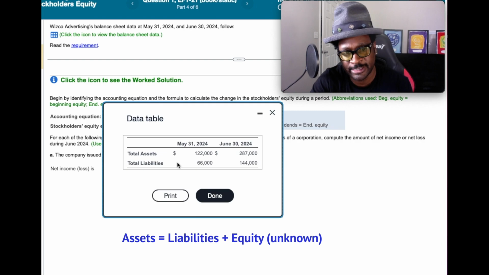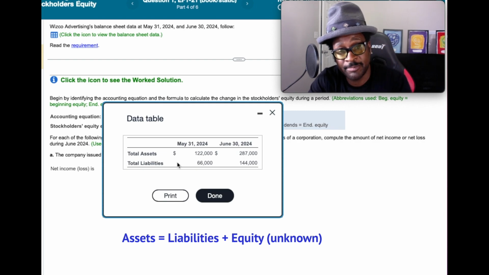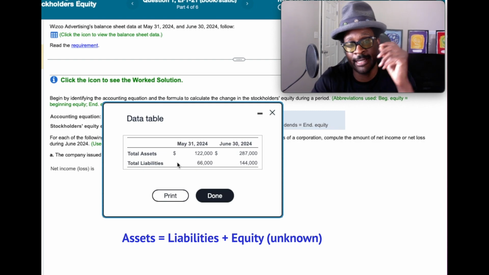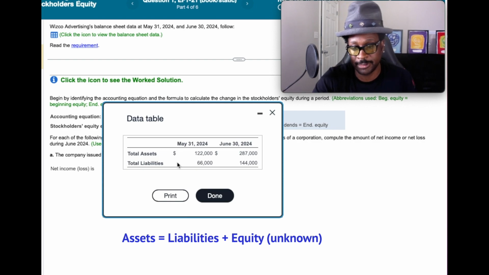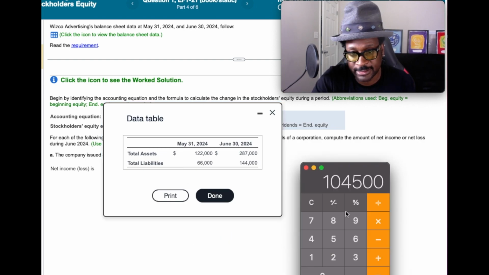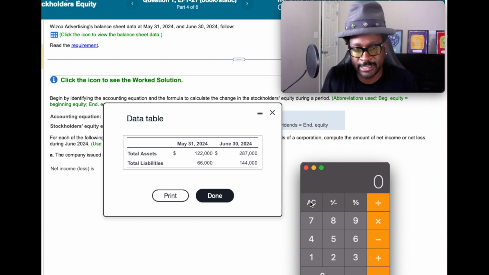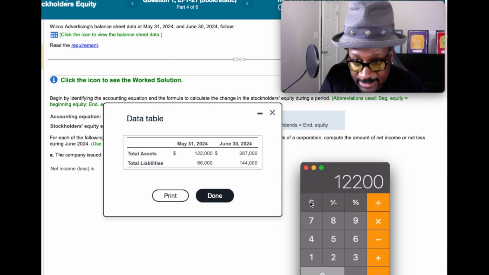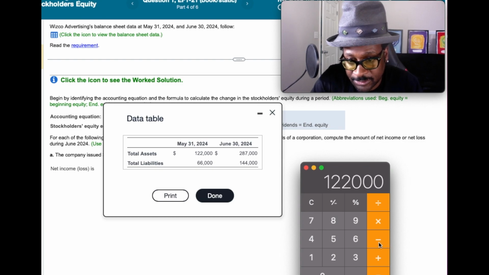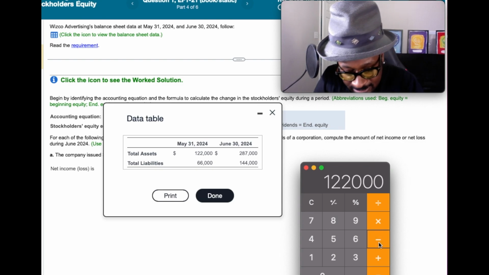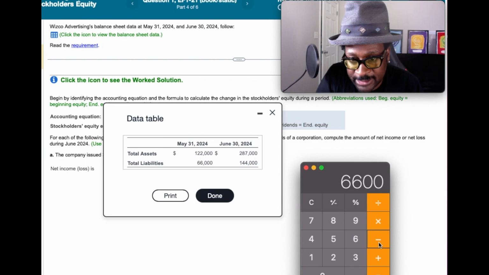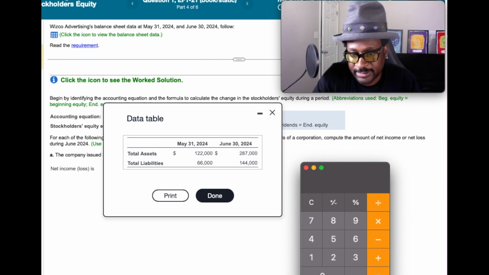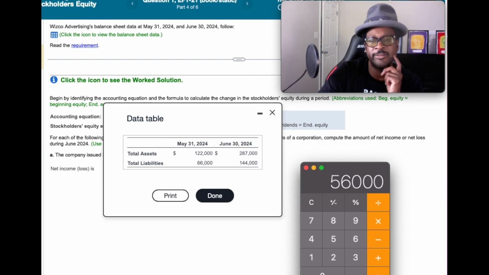And we already know at this point, if we take our liabilities and subtract it from our assets, that will back us into stockholders equity. So with our trusty calculator, we are going to take for the month of May, $122,000, and we're going to subtract $66,000 of liabilities from the assets to give us a stockholders equity for May of $56,000.